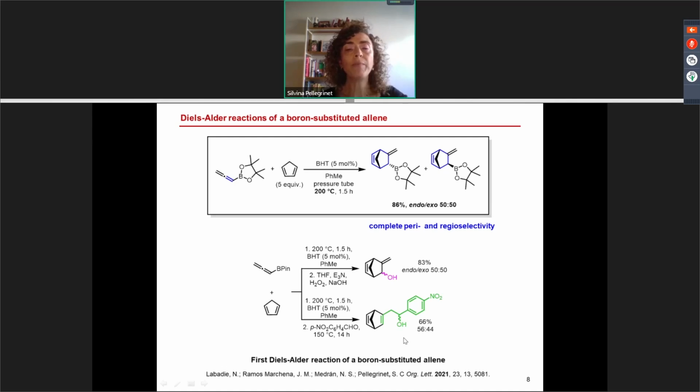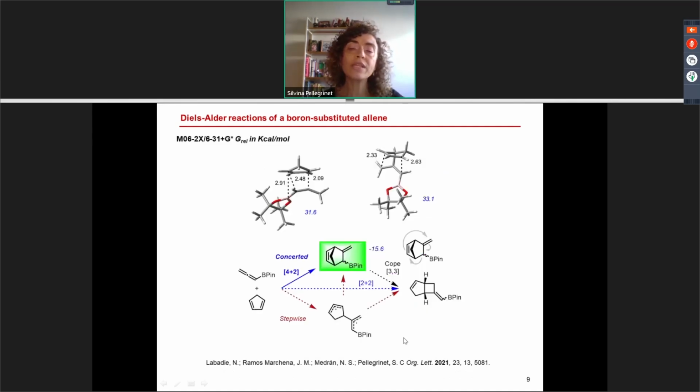We also performed a very thorough theoretical study of this reaction. We studied all the competitive mechanisms and found that the one for the experimentally observed reaction, corresponding to the concerted pathway, was the most favorable one.